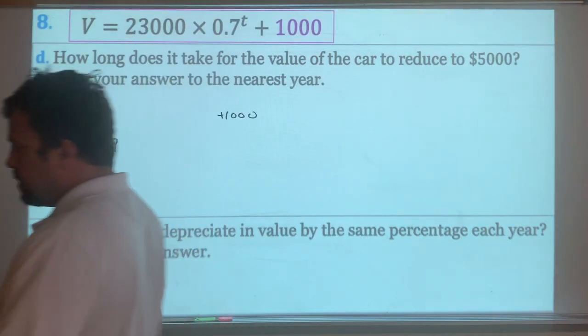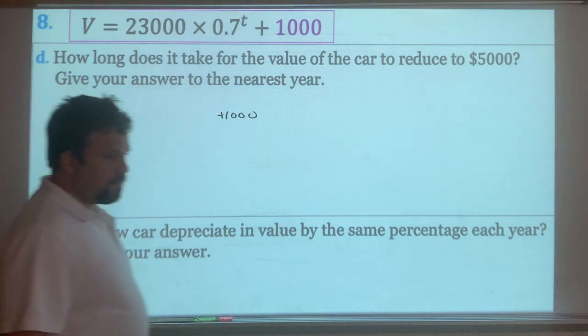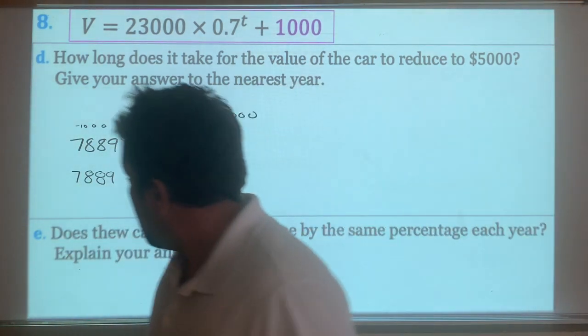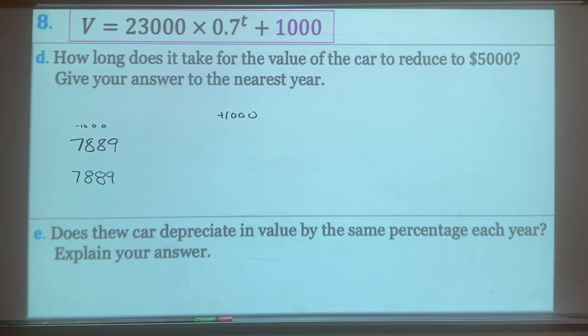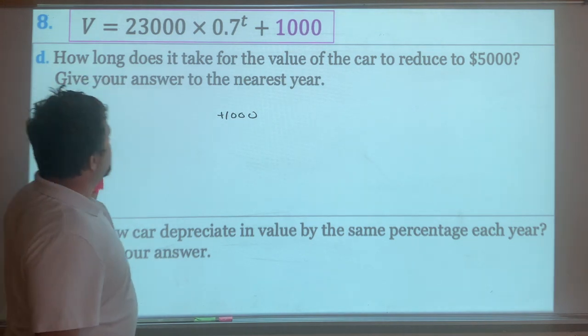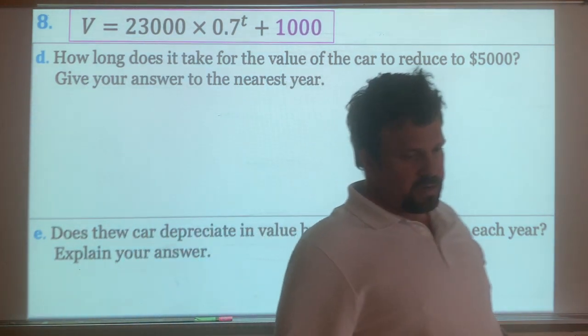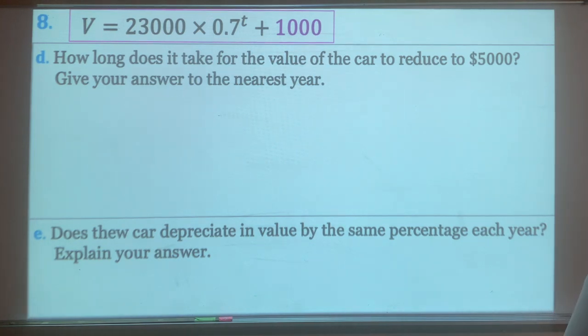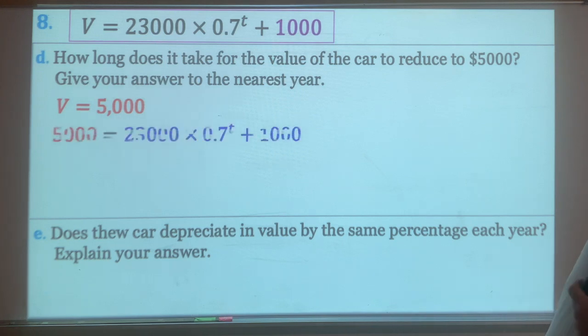V equals 23,000, let me erase this off the board. Oh, there it is. Plus 0.7t plus 1,000. How long does it take for the value of the car just to reduce $5,000? Give your answer to the nearest year. How many years? So we're reducing by $5,000. So V equals $5,000 because V is how much it is reduced by. So V is 5,000. 5,000 equals 23,000 times 0.7t plus 1,000. Right? How can we solve this?